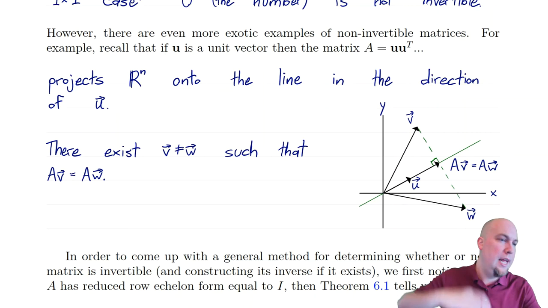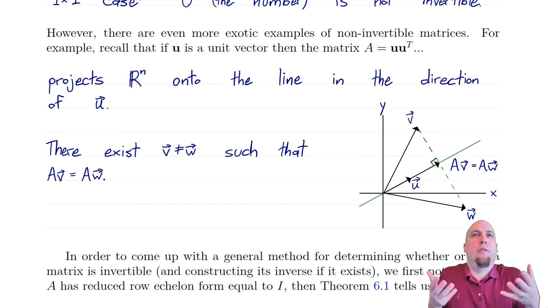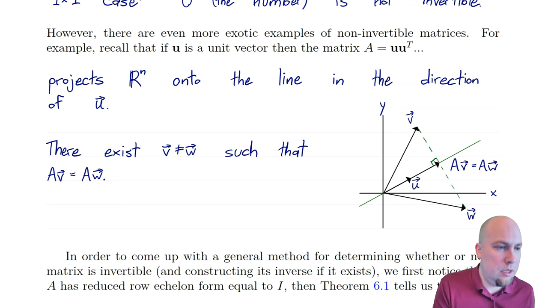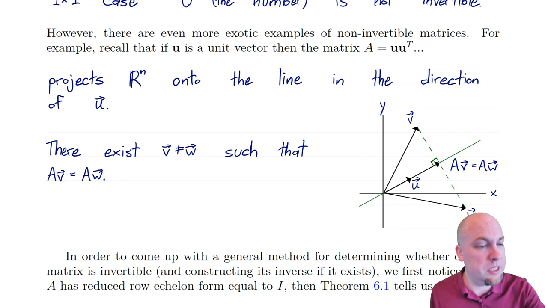Okay, and I claim that that's a problem for invertibility. And why is that? Well, remember, our intuition for invertibility was that it undoes what the original matrix does, okay? If A inverse existed, we would have to be able to undo what A did. Okay, but how can we undo this projection down onto a line? If I'm just given this vector Av here, I have no idea where it came from. It could have come from v, or it could have come from w. So how do I have any hope of undoing what A did? There's not enough information there.